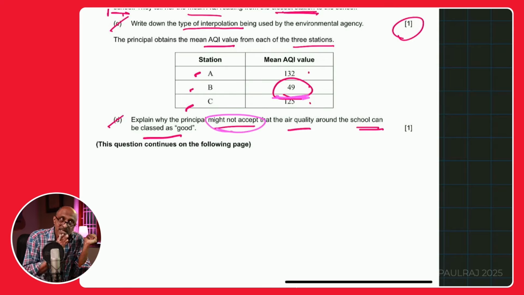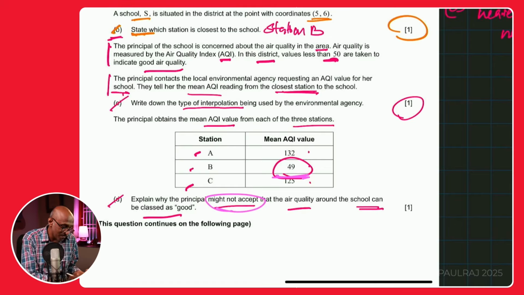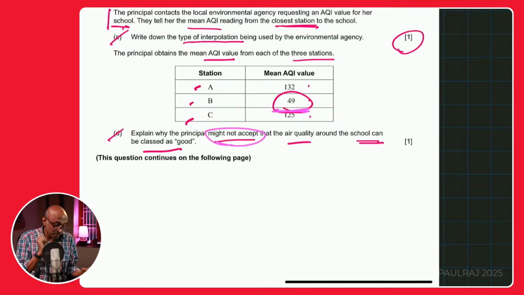This is the mean, right? Mean, as I said, can have variation, and that is why we are looking at it. Every time there's an average, there are always students who perform above or below average. That is called the standard deviation, and because of that, 49 being the mean, it could mean that around the school it's more than 49, closing around 50, which according to the way they're interpreting, is not good. So the principal is rightfully concerned and says 49 might be the mean, but it could be above 50, because it's the mean value, not the exact value, and because of variability.